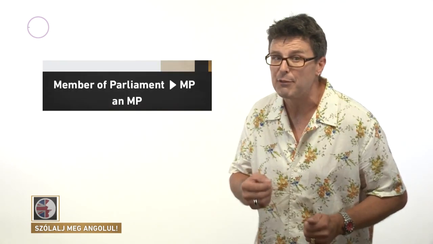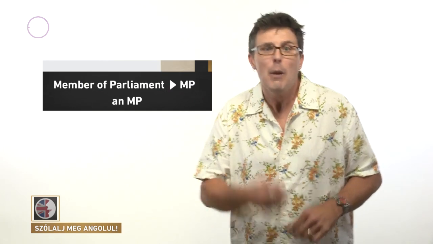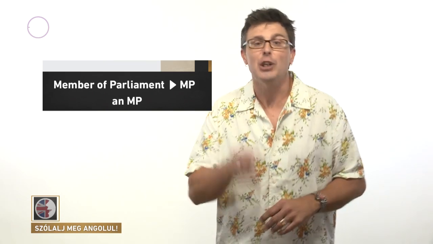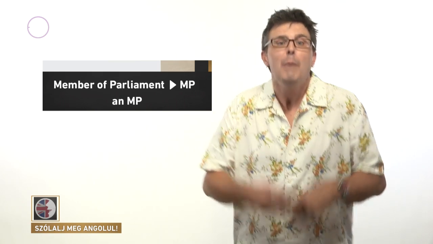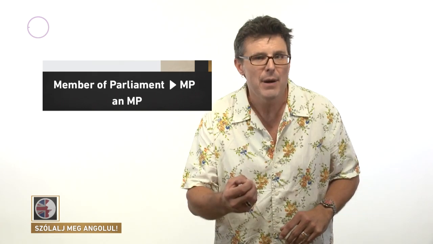We use 'a' as the indefinite article when we're talking about members of parliament in the singular. Member begins with a consonant, but when we use the abbreviation MP, then we use 'an' as the indefinite article because the sound of the letter M makes it sound like it begins with a vowel, the letter E, like an elephant or an embolism or an embalmer or an embankment or an embolus, for example.